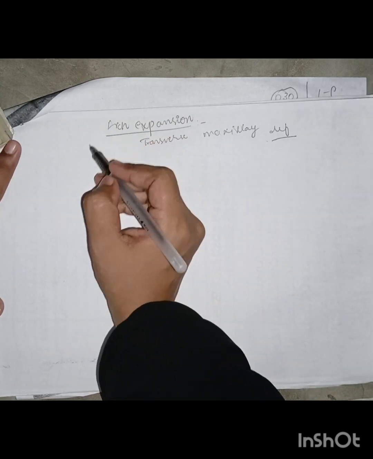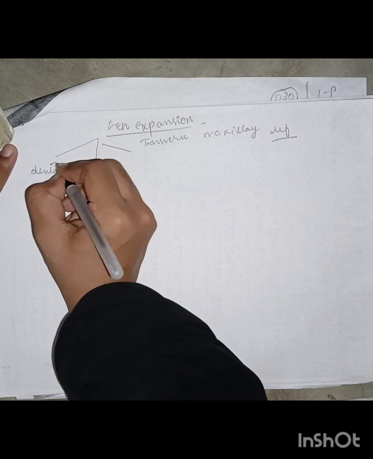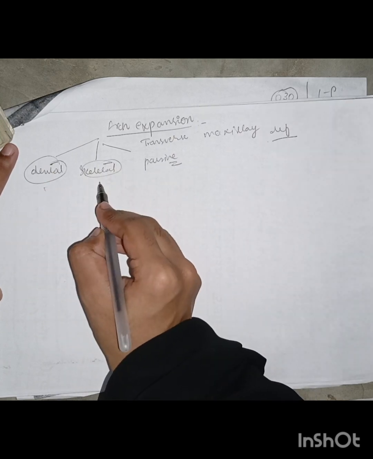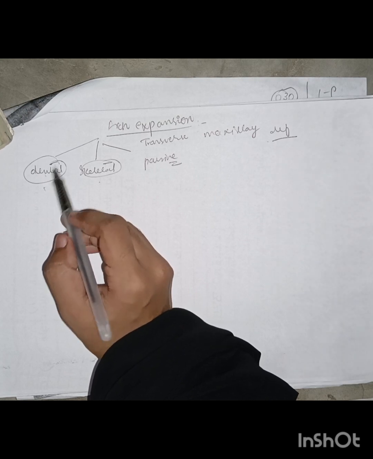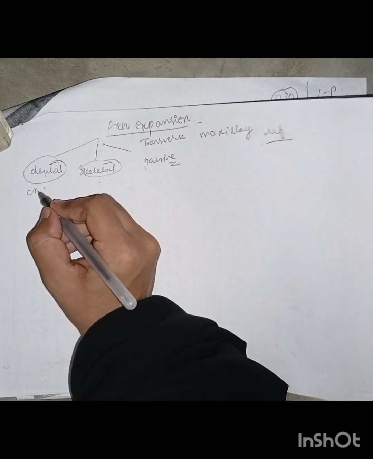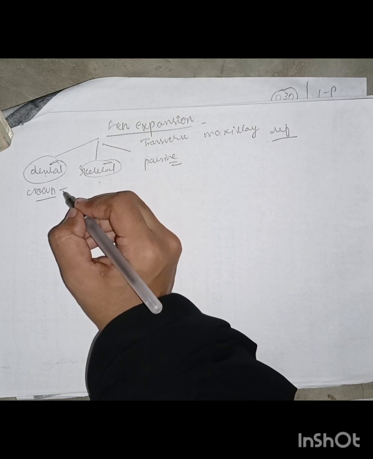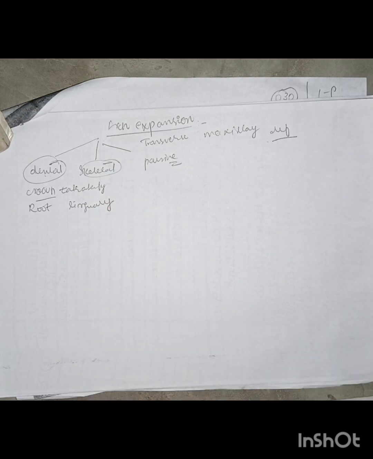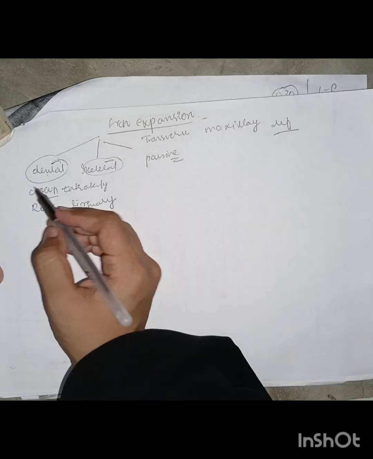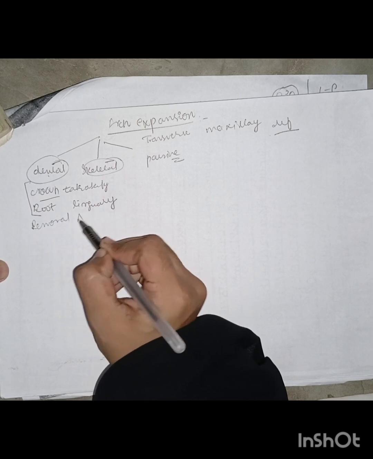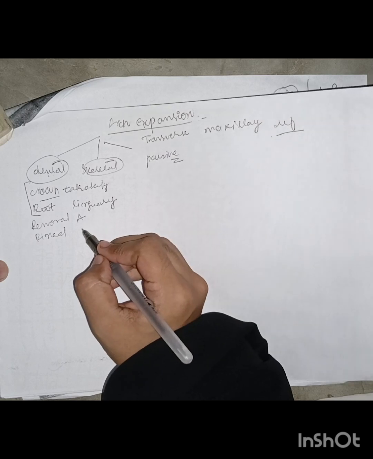Arch expansion can be of three types: dental, skeletal, and passive. Dental is orthodontic, skeletal is orthopedic. Dental means when we have to make changes in the teeth, like expanding the arch by tipping of the crown laterally and tipping of the root lingually. In this way we can expand the arch, and this crown and root tipping can be done with the help of removable appliances and fixed appliances.